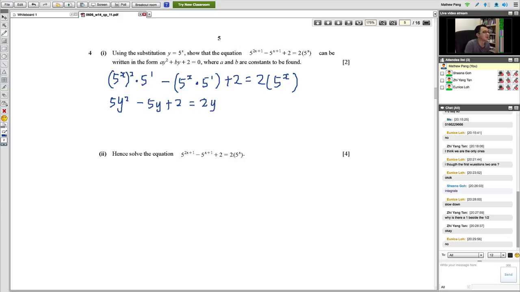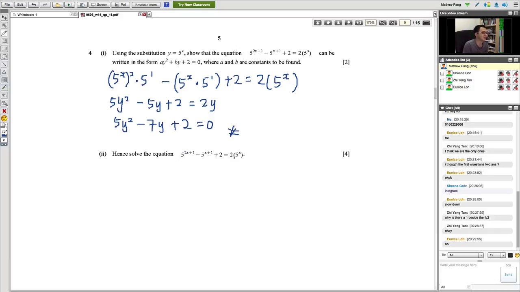Alright, simple. I want to make it in this pattern, so I move the 2y to the other side. So I have 5y squared minus 7y plus 2 equals 0. Because 2y moved to the other side is minus 2y, so negative 5y minus 2y is minus 7y. So done. Okay, simple. And then, hence solve this equation.